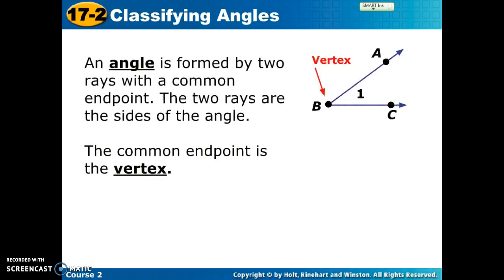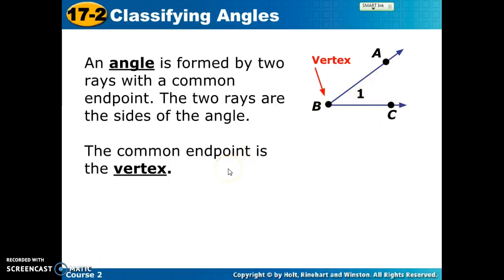Our first definition or word term is going to be angle. And an angle is formed by two rays, which we talked about in 17.1, with a common endpoint. The two rays are the sides of the angle. Notice that ray BA and ray BC form angle number 1.